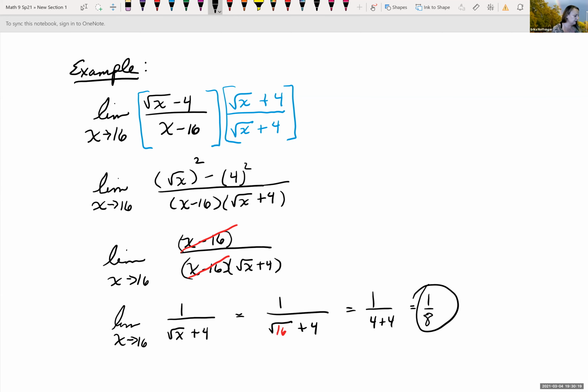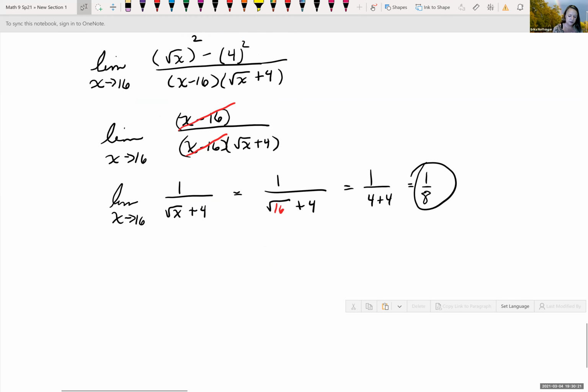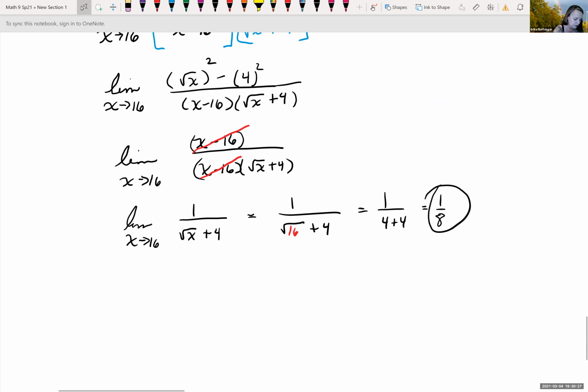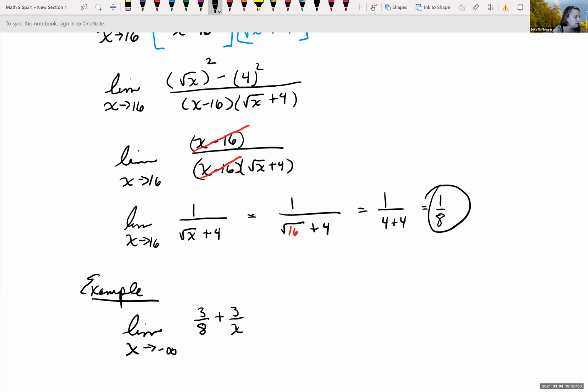Okay, so the next one you guys asked about was the limit as x is approaching negative infinity of 3/8 plus 3 over x minus 6 over x squared.